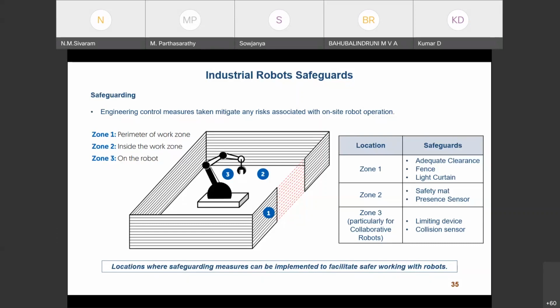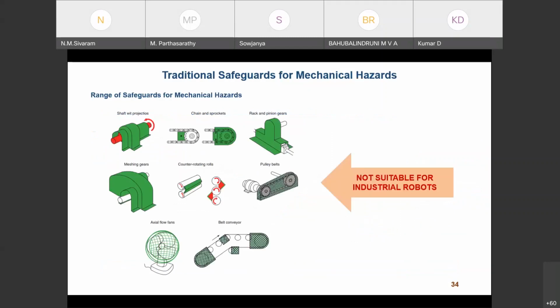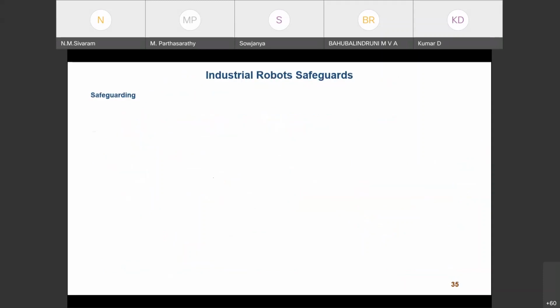Also some collision sensor. So when I'm working with a collaborative robot, it can sense my body, it can sense my body temperature, some sensor, and it slows down the speed of the robot. So these are typical safeguards for industrial robotics, because I cannot have an individual fixed guard like this. I can protect only the overall envelope or overall working space of the robot.